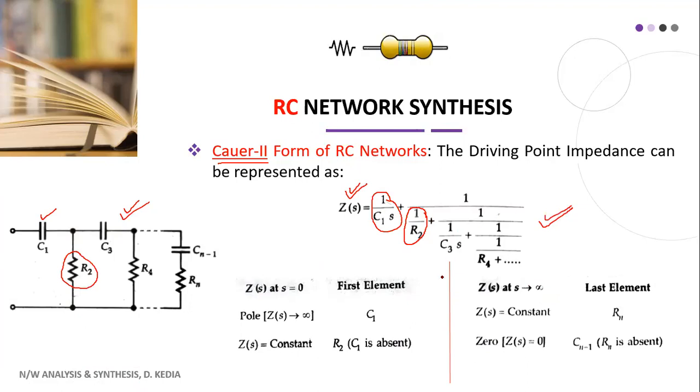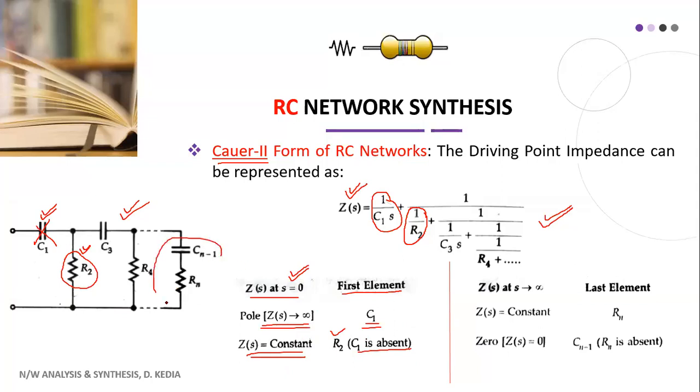Now we have to identify the first element. For the first element, we have to substitute s equal to 0. If you substitute s equal to 0 and Zs tends to infinity, then your first element is C, meaning this capacitor will be present. And if for s equal to 0, Zs gives a constant value, constant means this capacitor will not be present, and you will have the first element as resistance. So C1 is absent and R2 is present.